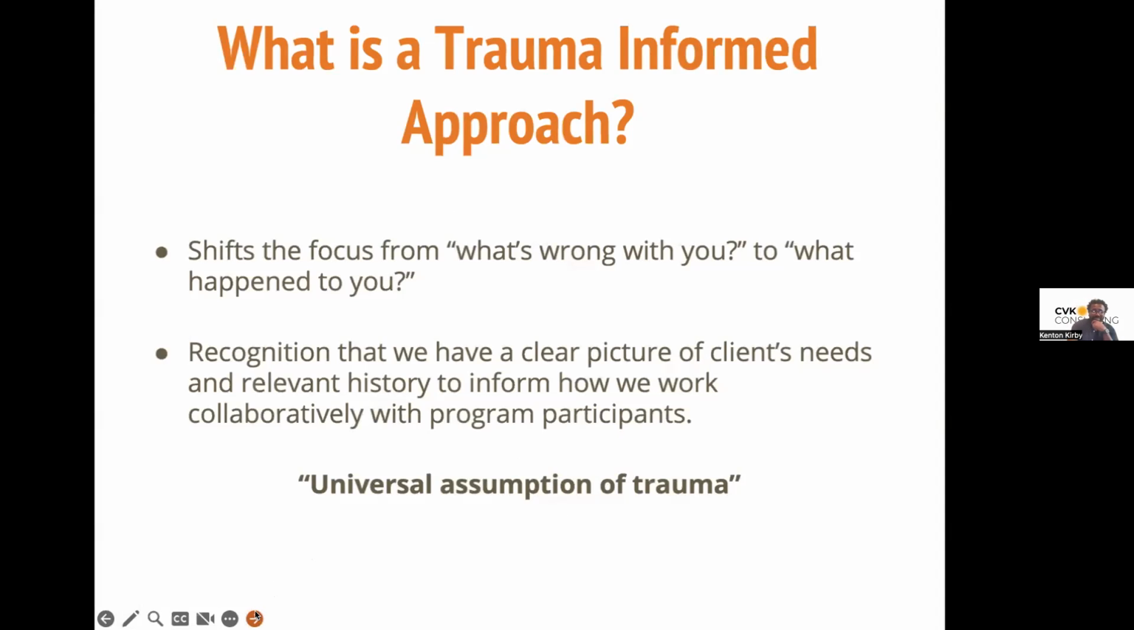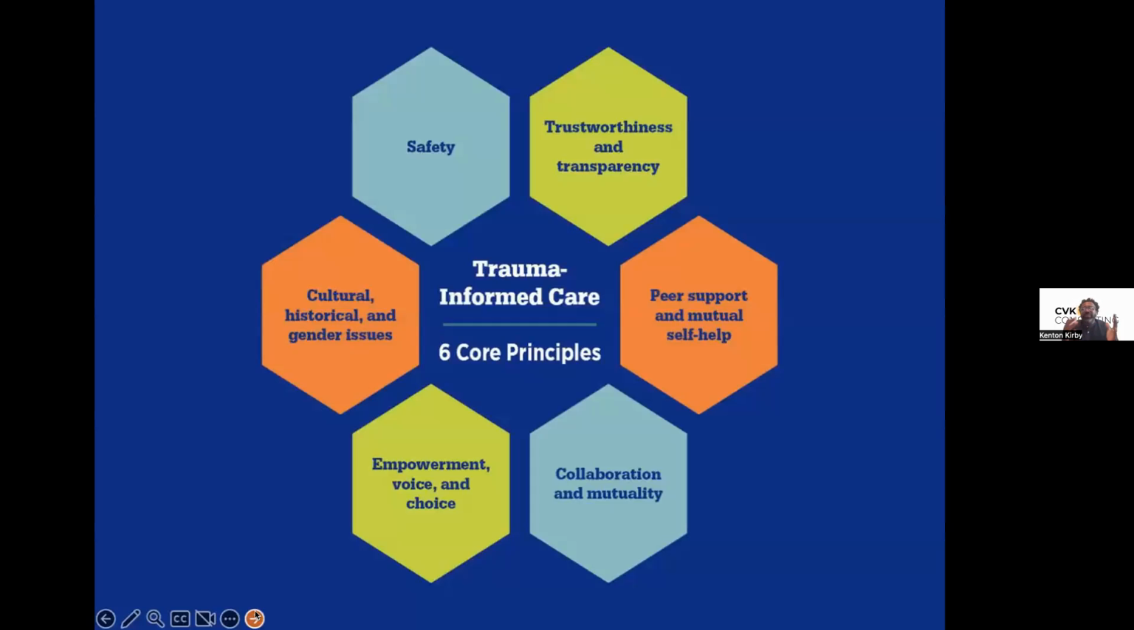But hey, it happens. So, some of the core principles of trauma-informed care, I'm sure many of you have seen these: safety, trustworthiness, transparency, peer support, mutual self-help, collaboration, empowerment, and being mindful of cultural, historical, and gender issues. A couple things I really want to highlight. Can we guarantee safety? Can we create a safe space for our clients?